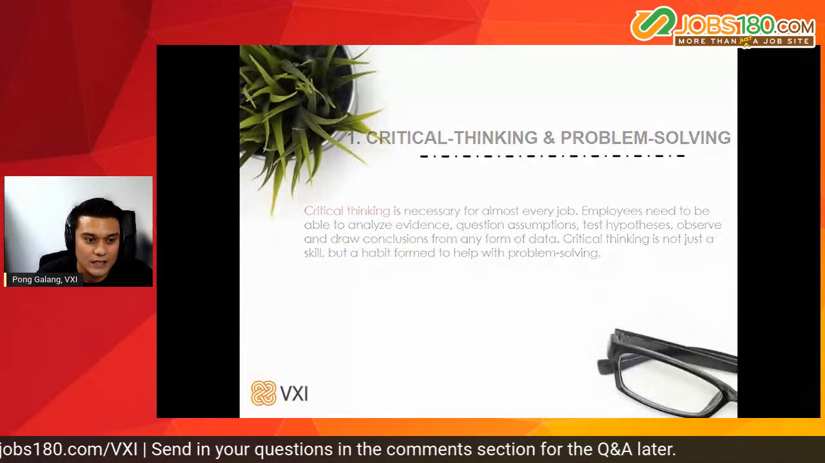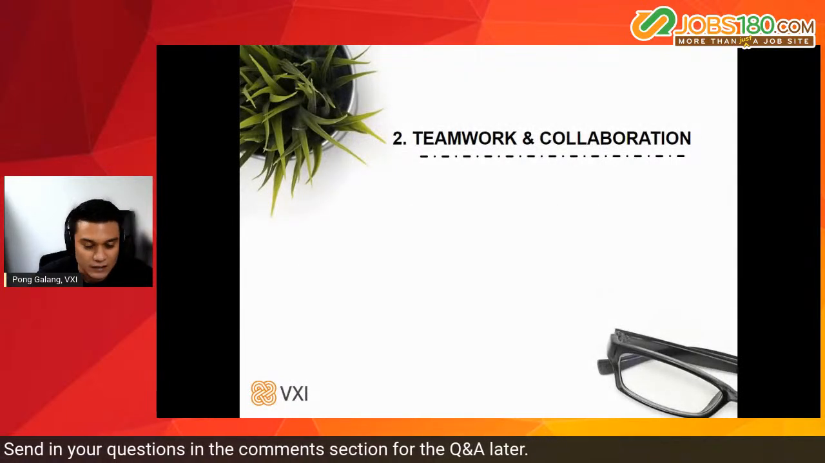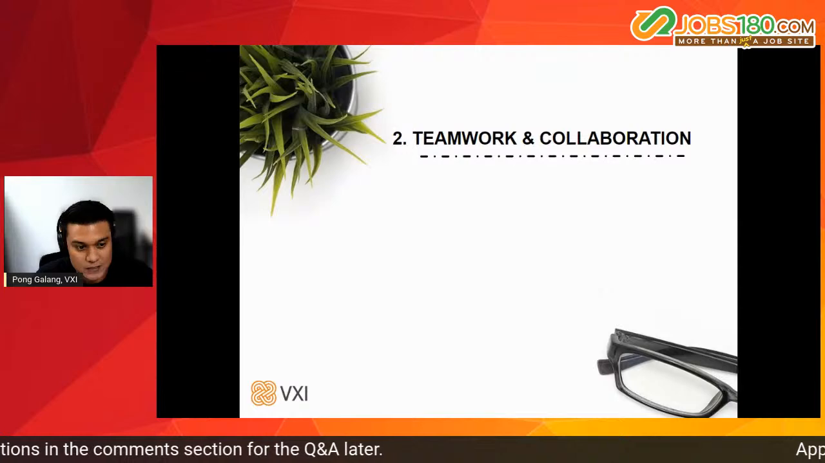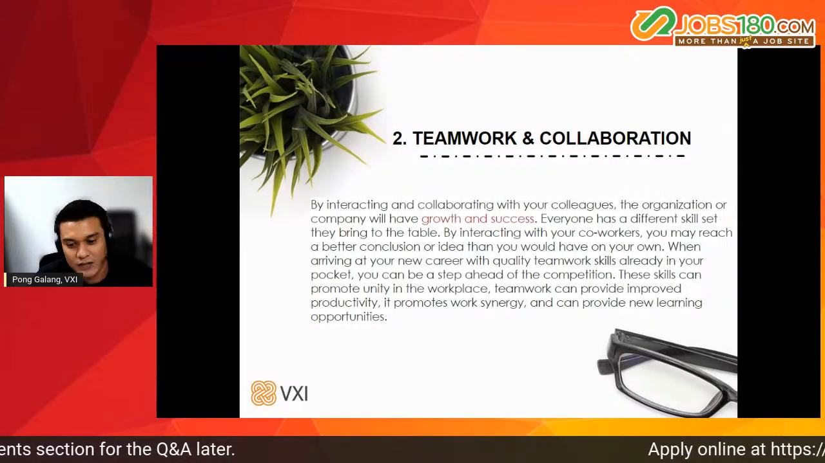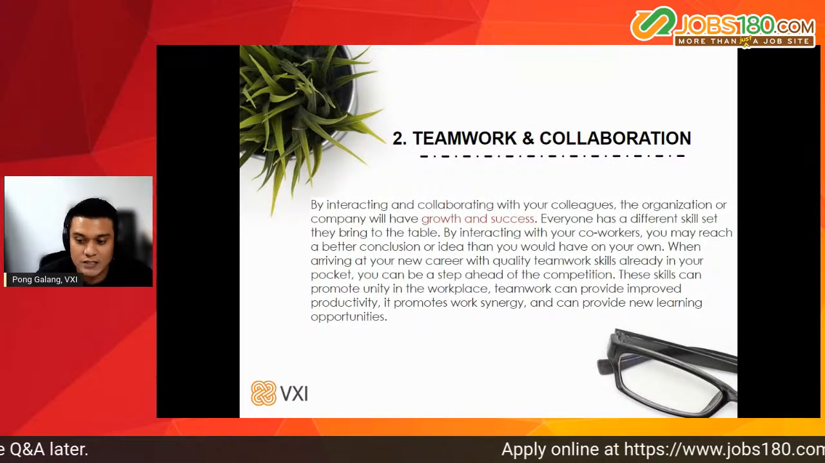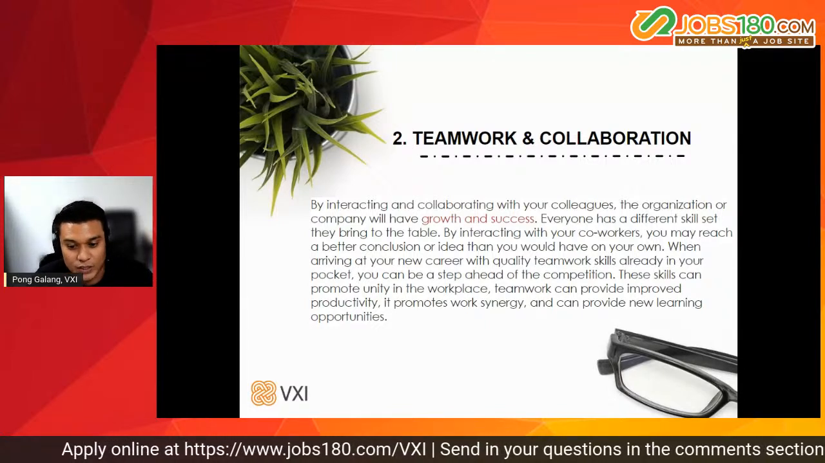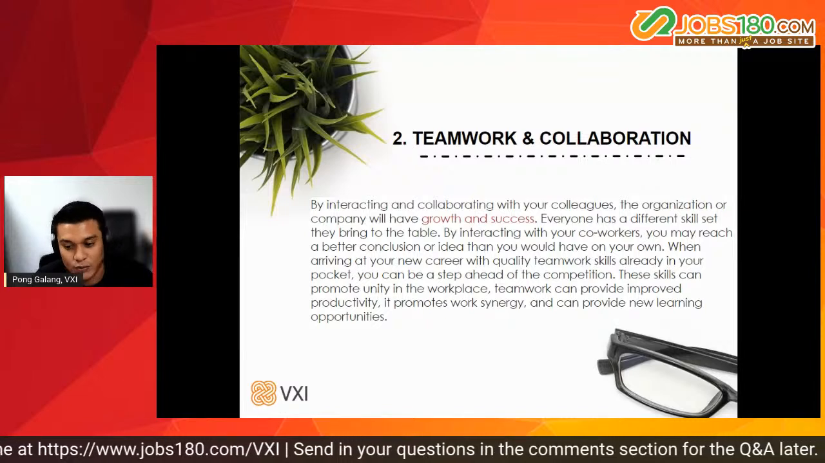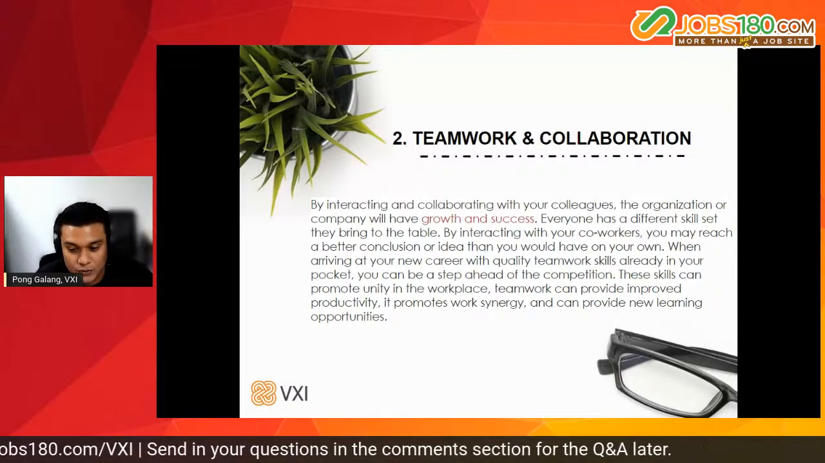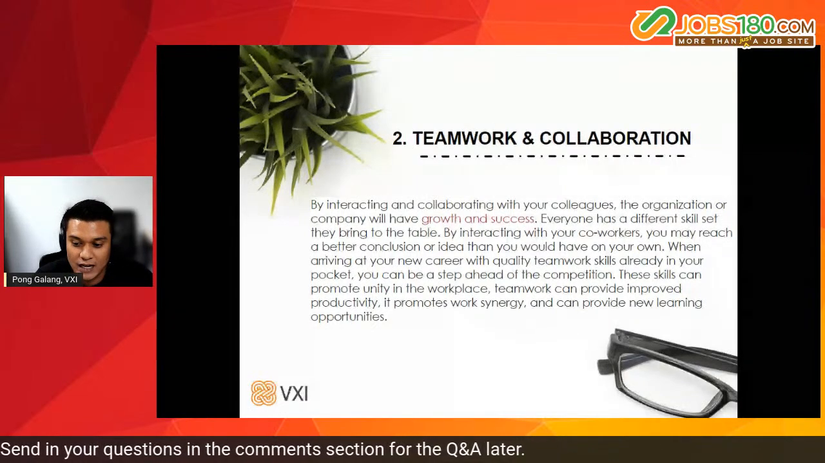And next, that would be the teamwork and collaboration skills, right? Because by interacting and collaborating with your colleagues, the organization or company will have growth and success. Everyone has a different skill set they bring to the table. By interacting with your coworkers, you may reach a better conclusion or idea than you would have on your own.